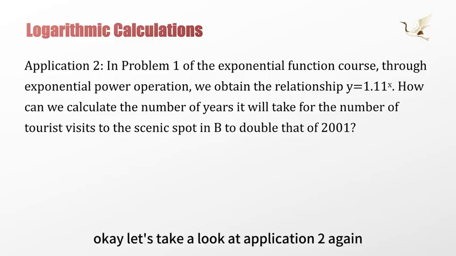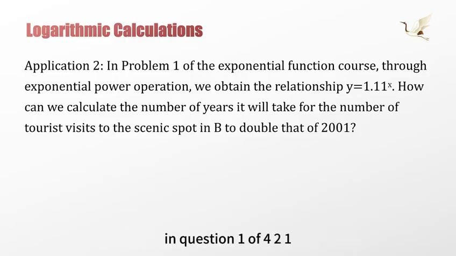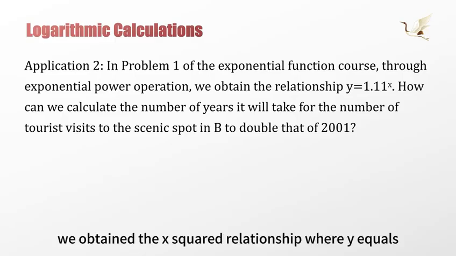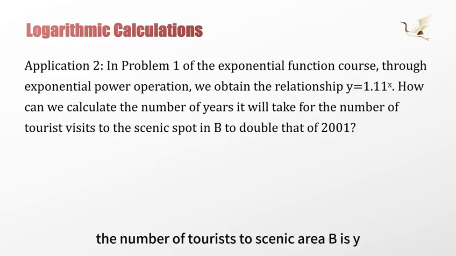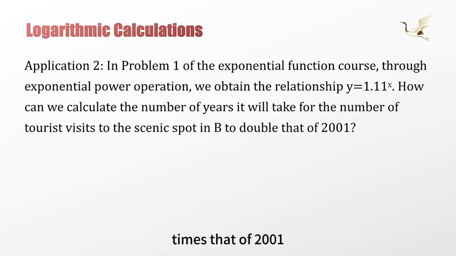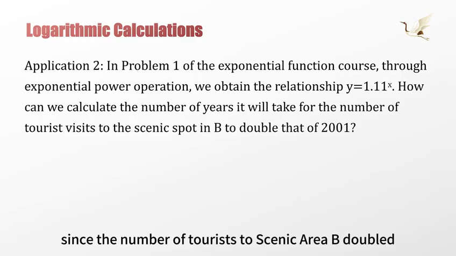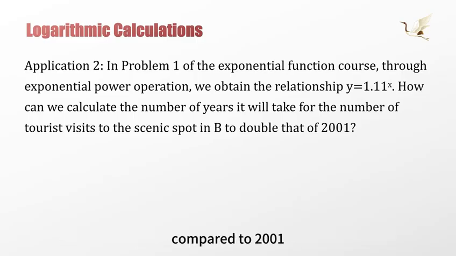Okay, let's take a look at application example 2 again. In question 1 of 4.2.1, we obtained the relationship y equals 1.11 to the power x through exponentiation. That is to say, after x years, the number of tourists to scenic area B is y times that of 2001. So, if we want to calculate how many years have passed since the number of tourists to scenic area B doubled compared to 2001, how should we calculate it?